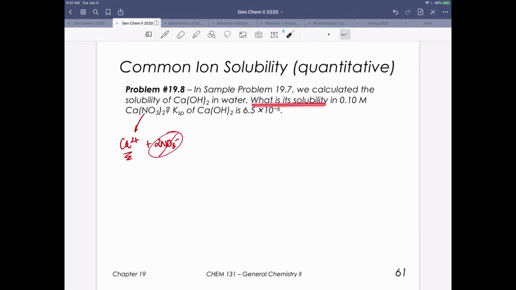So remember, when we have a problem that says, what is the solubility? That's really asking us, what is X in our ice table? Knowing those few pieces of information, see if you can work through this problem and get that X, or the solubility, is going to be equal to 4.0 times 10 to the minus third. So go ahead and pause the video and see if you can work through this modified version of sample problem 19.7 now when we've added a common ion.